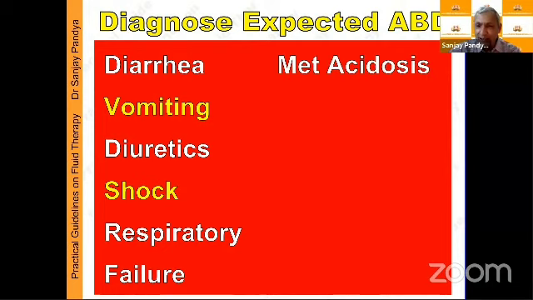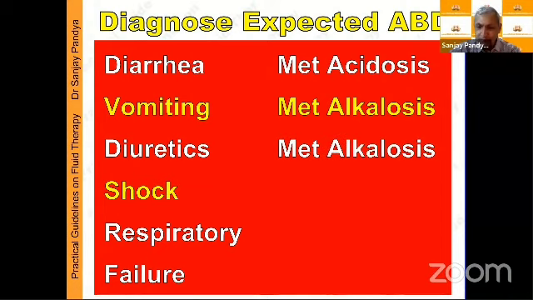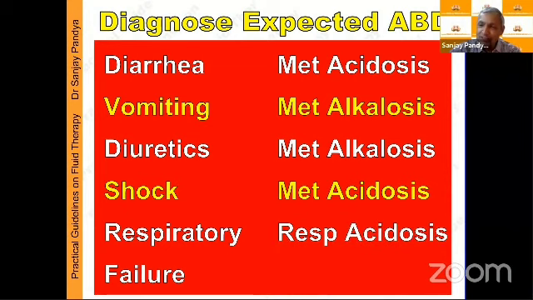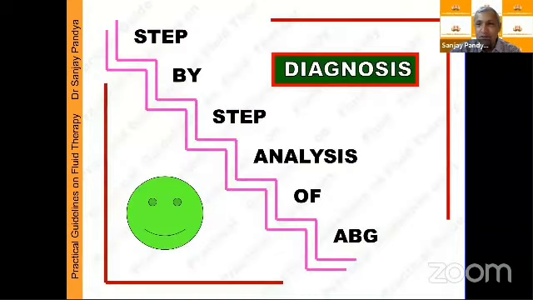Vomiting is metabolic alkalosis. Patient receiving diuretics, yes, metabolic alkalosis. Shock, metabolic acidosis. It could be lactic acidosis. And patient with respiratory failure, respiratory acidosis. So such a simple way of discussion will be there today all throughout the webinar.